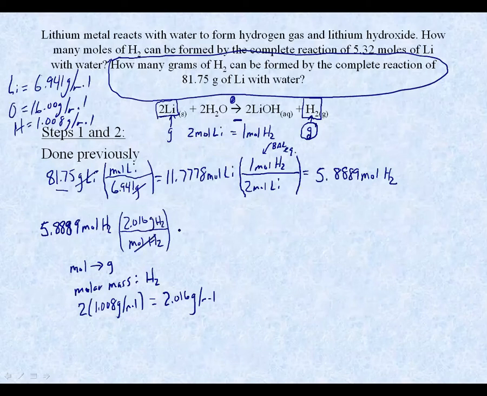Again, the moles will cancel, and that will get us 11.87 grams of H2. That means that in this particular reaction, if you threw in 81.75 grams of lithium, everything went perfect, and nothing bad happened, you should, in theory, produce 11.87 grams of H2 as a result of this reaction taking place.